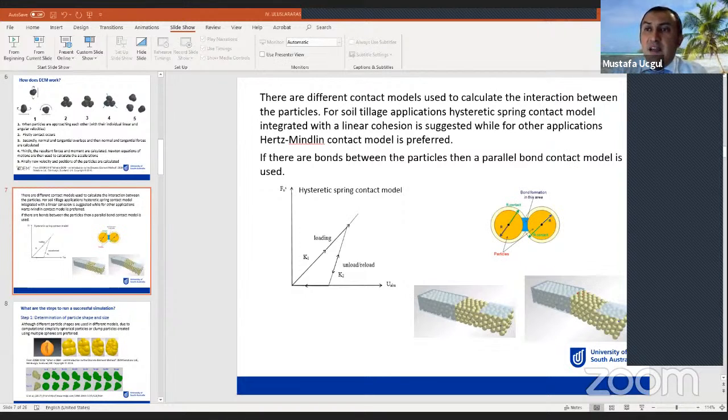In order to run a suitable and effective simulation, what we should do is determine a contact model, because all the contacts are based on mathematical equations. So basically, if the material we use is soil, we prefer a hysteretic spring contact model. If we are designing different systems such as olives, almonds, and something like that, then we can rely on the Hertz-Mindlin method.